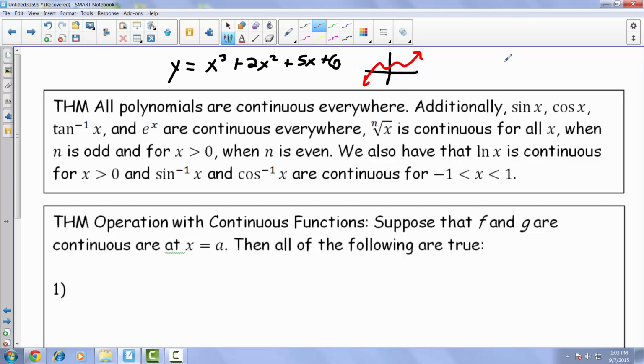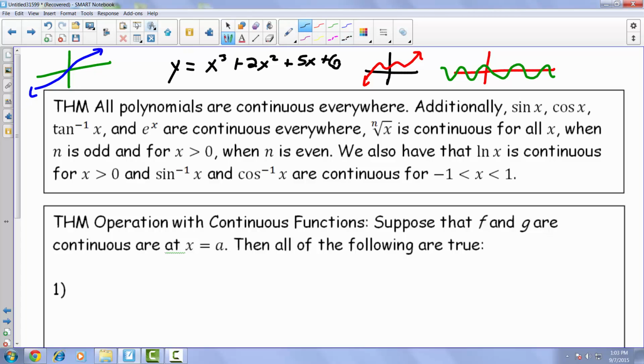Likewise, the sine and cosine functions will go on forever and ever. As we know, sine and cosine are just waves that oscillate back and forth like this, but they are continuous throughout the entire domain, from negative infinity to positive infinity. The tangent inverse, ooh, that's a bad one, but tangent inverse looks something like this. And so that does go on from negative infinity to positive infinity, and that would be continuous everywhere as well.